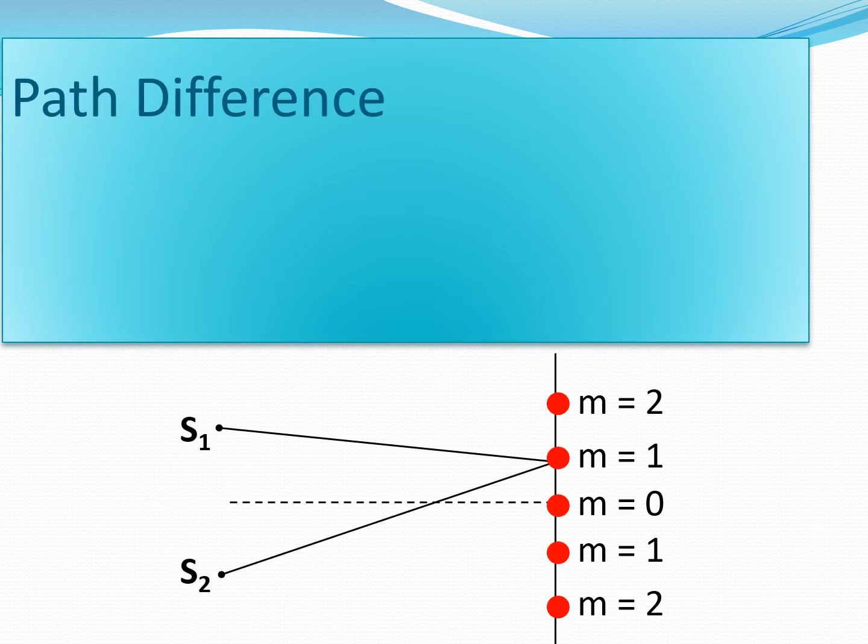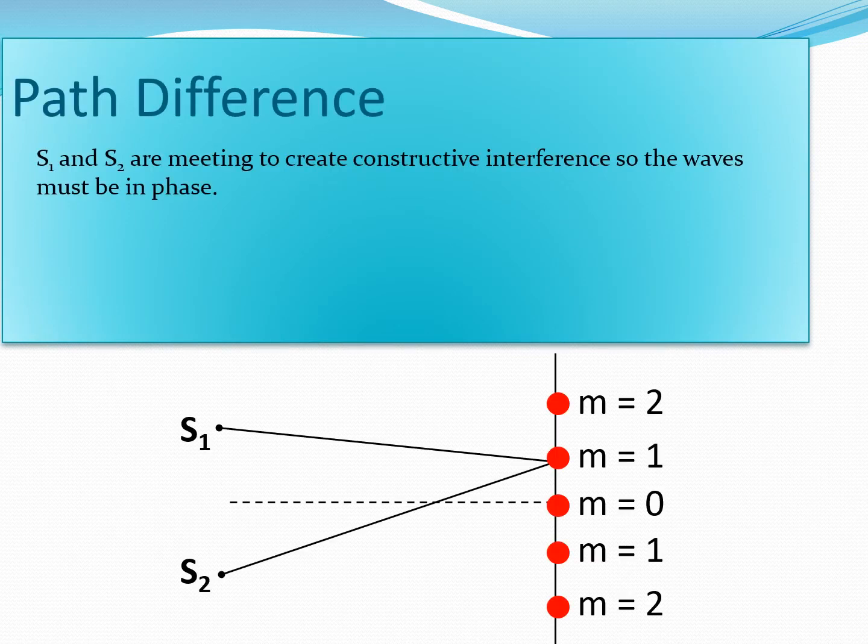Oh, I should say I do want you to draw these into your jotter. I usually do give you handouts, but I am going to have to get you to draw these in. Apologies. So next one we are going to look at is here. We can imagine we're standing at m is equal to 1, this point. S1 and S2 are meeting to create constructive interference, so the waves must be in phase. I'm telling you that at this point we have constructive interference, so we're hearing a loud sound.